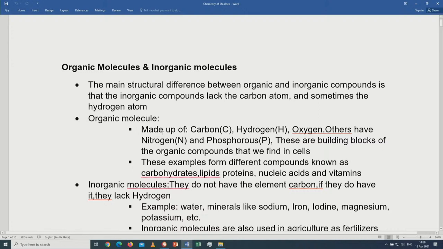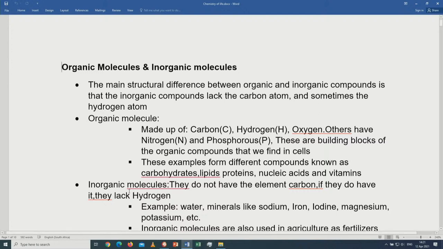They are made up of the elements carbon, hydrogen, and oxygen. And then we have those organic molecules which have elements such as nitrogen and phosphorus. Organic molecules are produced by living organisms. Examples are carbohydrates, lipids, proteins, nucleic acids, and vitamins.